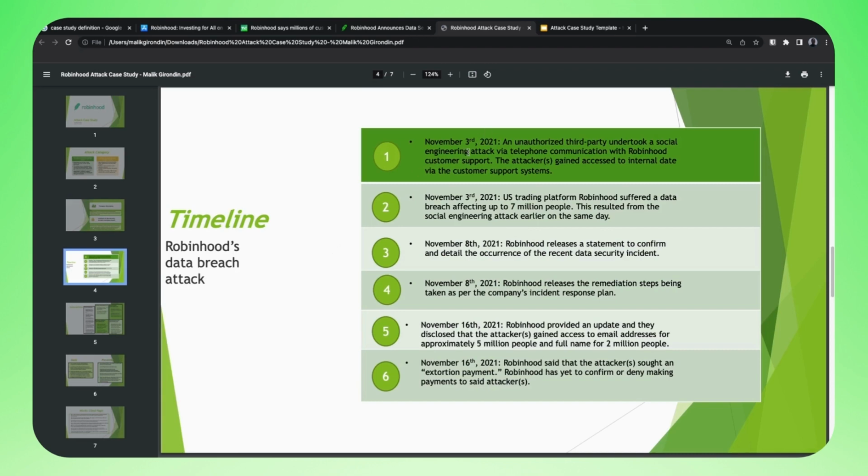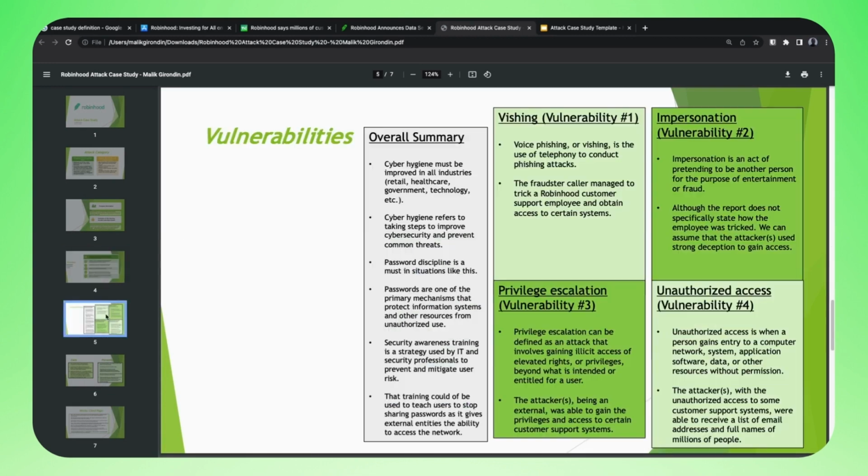Now, timeline. The attack happened November 3rd, 2021. The attacker gained access to their customer support system, and it kept going. November 3rd, Robinhood said millions of people were affected. November 8th, Robinhood released a statement. November 16th, it was actually 5 million people, with full names for 2 million people. And that same day, the attackers tried to extort Robinhood. Robinhood has yet to confirm or deny payments to the attacker at that time. So that's the timeline.